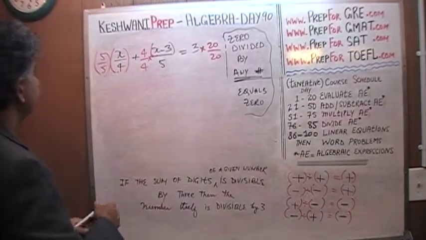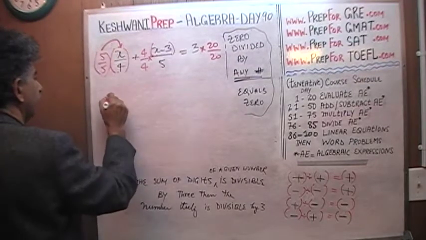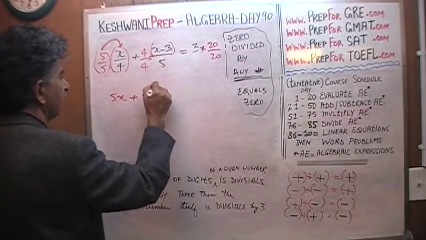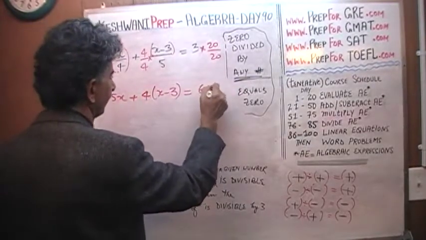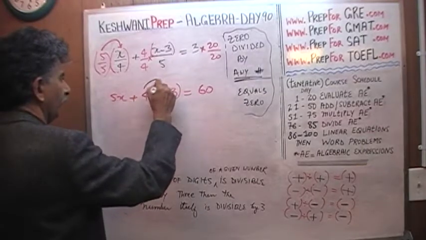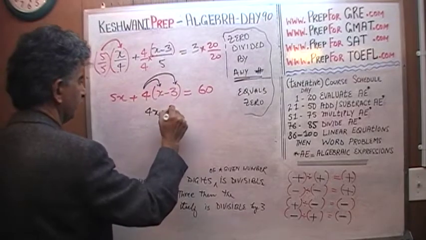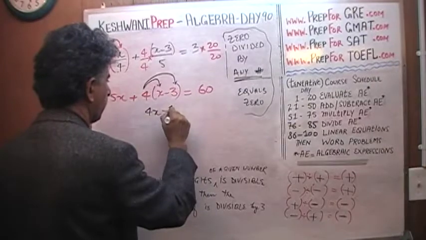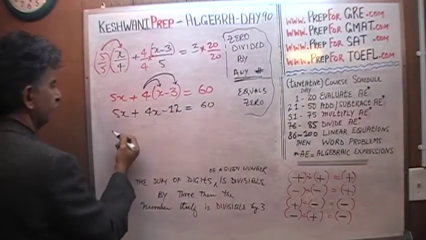So let's do it. Here we have 5 times x, which is 5x. Here on the other hand we have 4 times x minus 3. Let's put it here for the time being. And on this side we have 3 times 20, which is 60. Let's open this guy. 4 times x is 4x. 4 times negative 3 is minus 12. Equals 60. And here we have 5x.